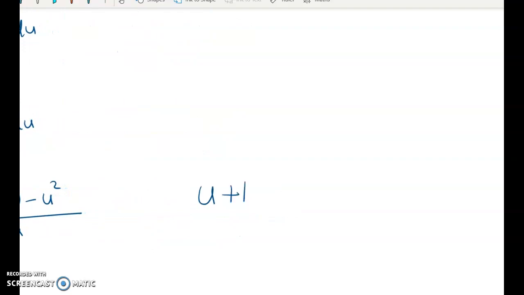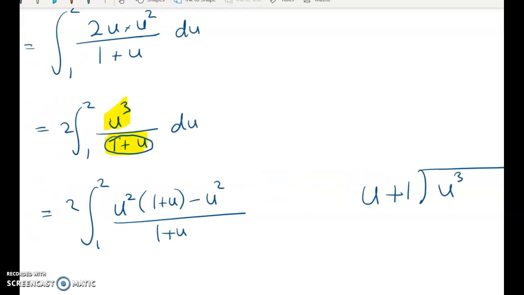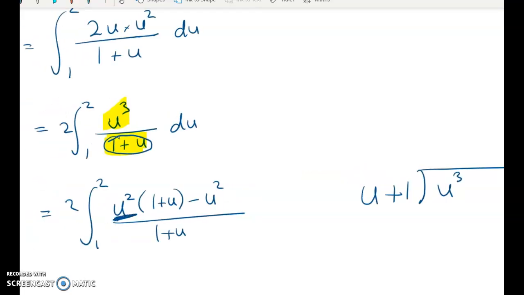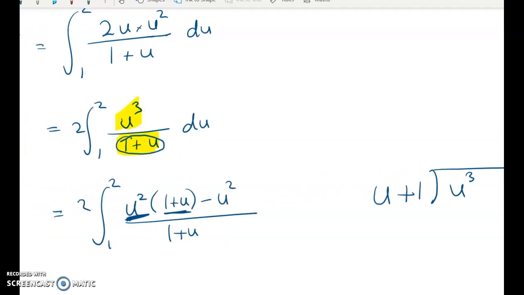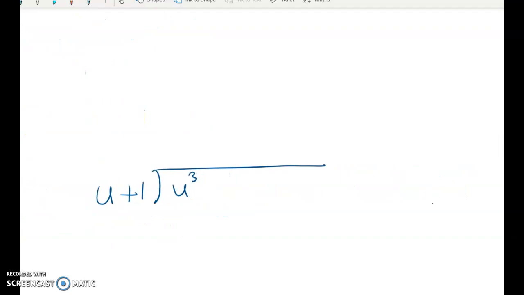How many times does u plus 1 go into u cubed? And if we do polynomial long division on it, we're going to quickly get a bunch of terms that have 1 plus u as a factor. So we're factorising out the denominator, which is 1 plus u. So let's go slowly through this.